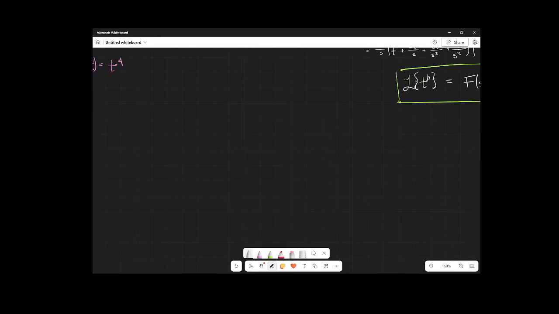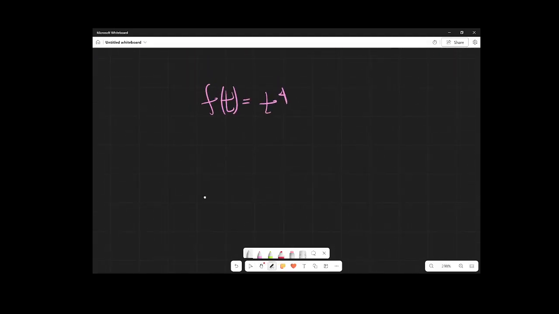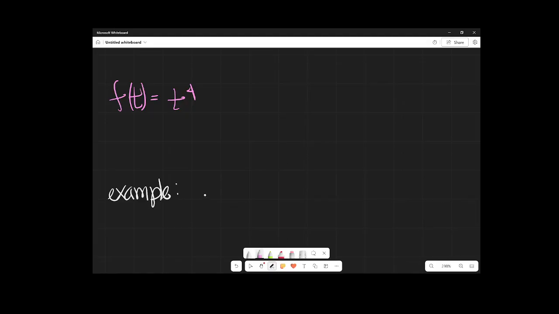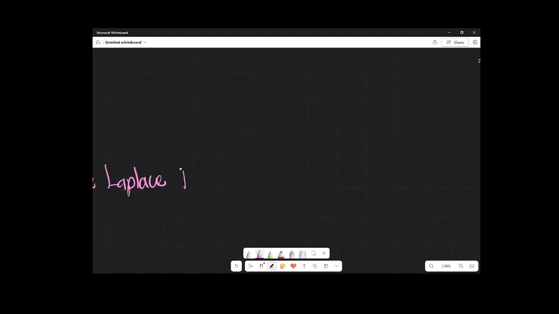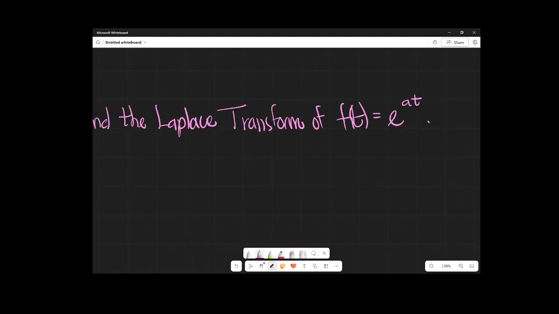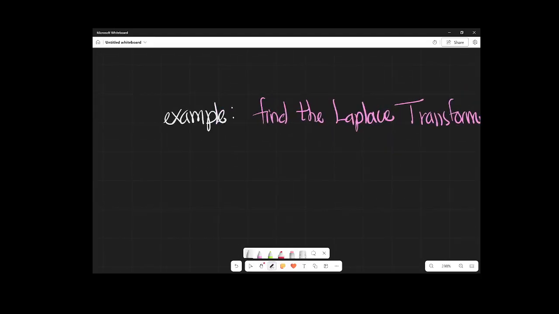All right, the next example, and we'll move quickly here. This one isn't too bad, but it is fundamental. We're going to find the Laplace transform of f of t when it equals e to the at. Okay, so typically we just start out with our formula here.